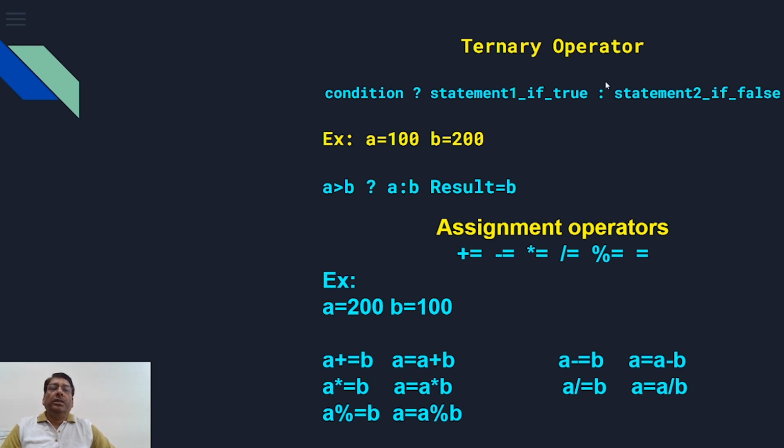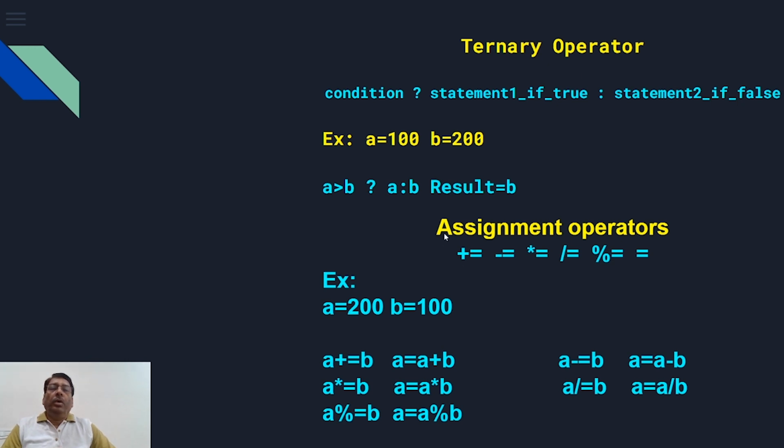What it means is, if the condition that you specify is true, then statement 1 is going to get executed. If the condition happens to be false, then it will execute statement 2. So let's go with an example. A is 100, B is 200. A greater than B? We know A is not greater than B, so it is false. False means it will execute the second statement. So the result is going to be equal to B. That is how you can make use of the ternary operator. This can be used instead of making use of an if else statement.